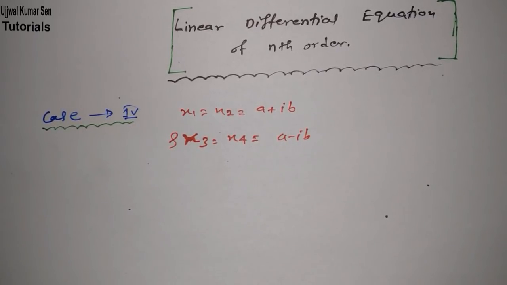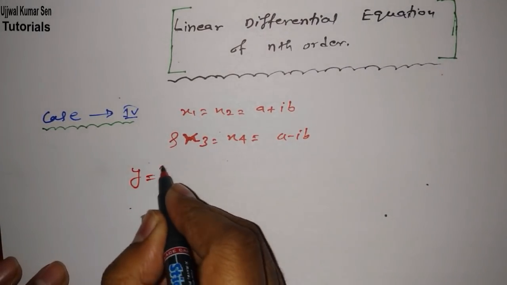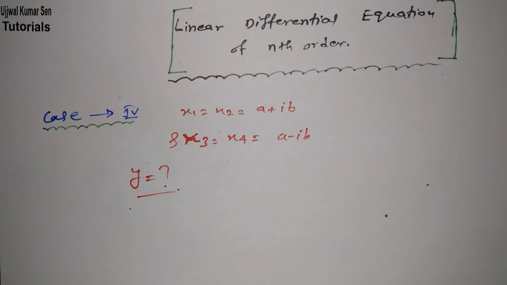In that case, how can we find the general solution or complete solution? That means how can we find y. I mean, what would be the formula for finding y if we are getting this condition? So let me share with you.